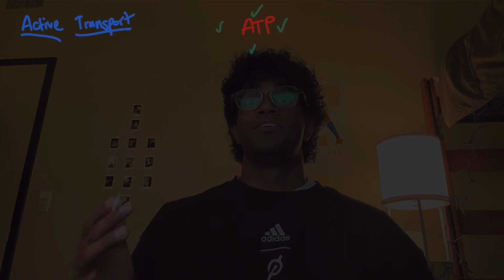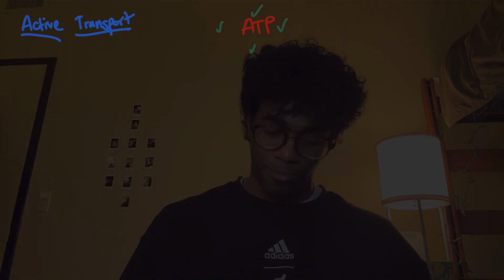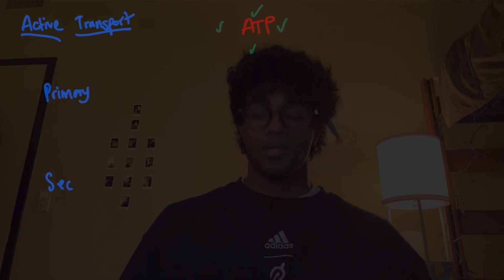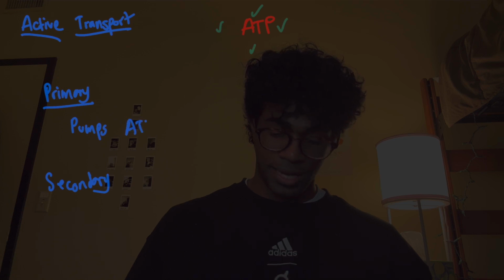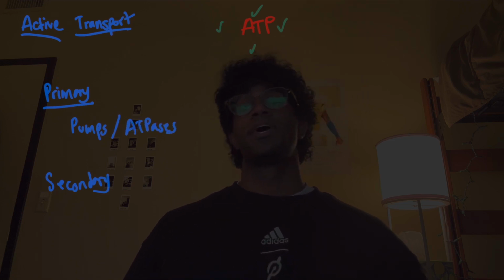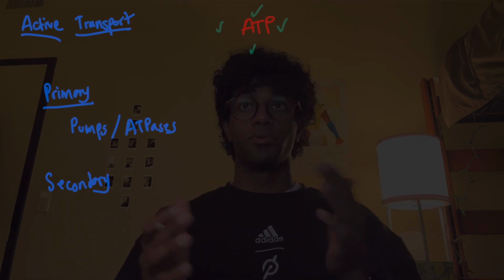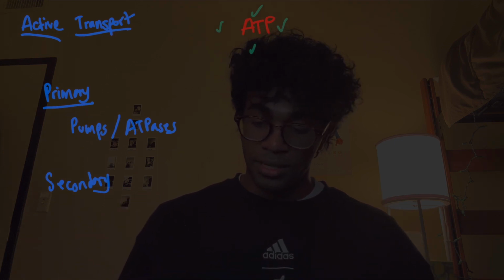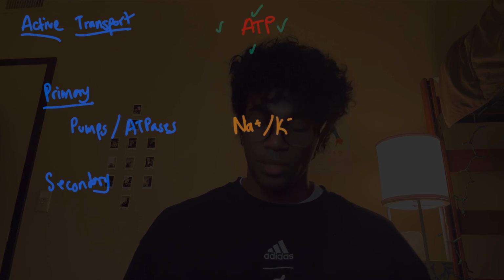Awesome. So there's 2 types of active transportation. We have our primary and our secondary. So our primary consists of our pumps and ATPases. They're otherwise known as ATPases. And these use our ATP hydrolysis to move ions and molecules across their concentration gradient. A very common one we're going to be discussing later on in class is the sodium-potassium pump.